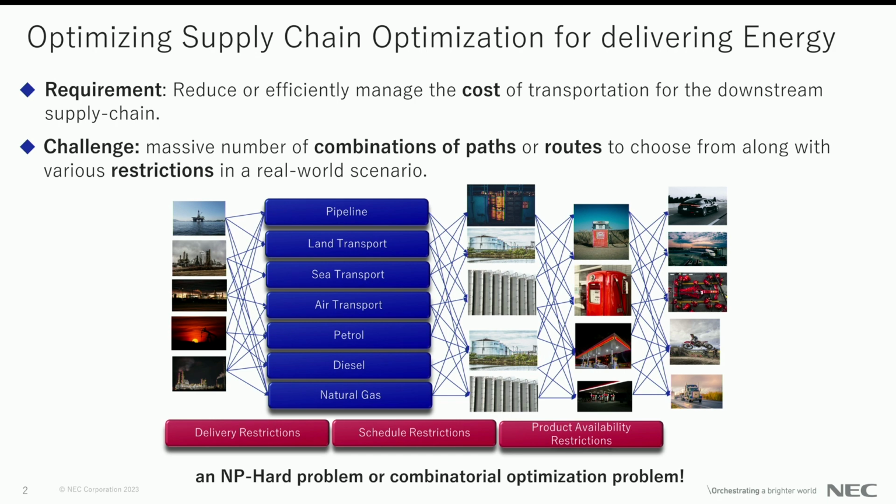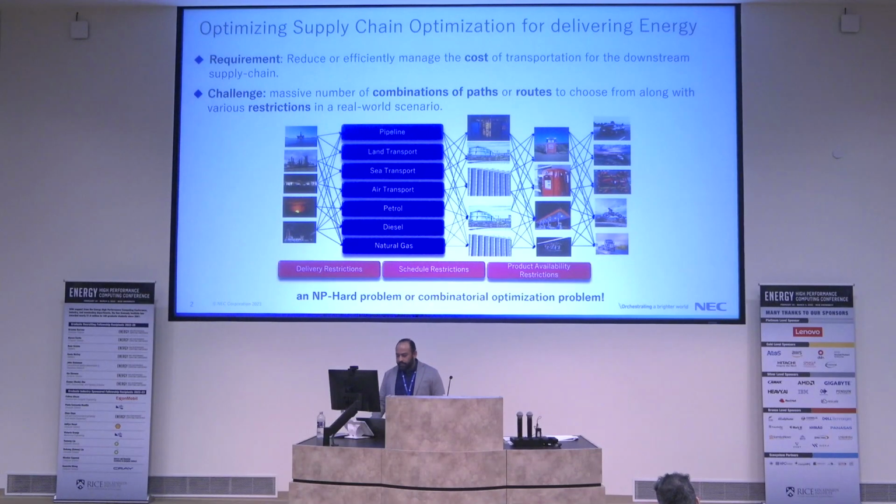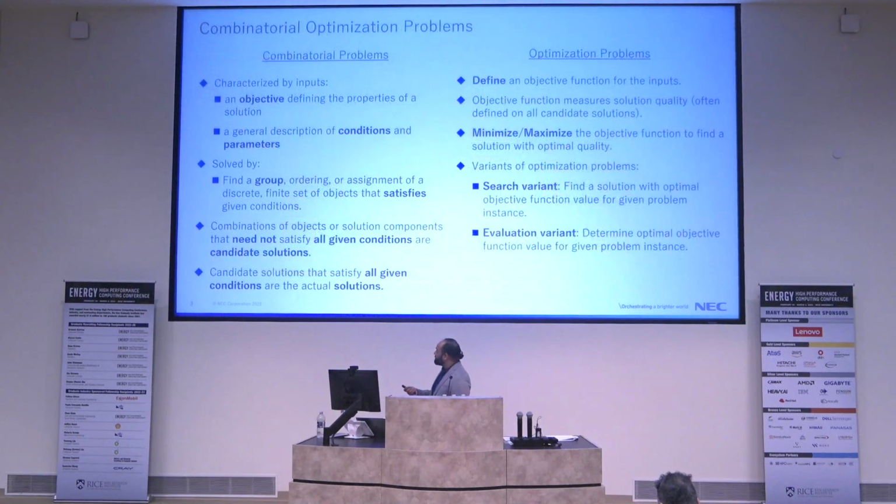The sheer number of combinations to solution is massive. And the challenge kicks in when you bring in real-world constraints such as delivery restrictions, schedule restrictions, product availability restrictions, and that's when this problem becomes really complicated. In computational terms, this is known as an NP-hard problem or a combinatorial optimization problem. Before we delve into the use case, let us take a couple of steps back and understand a couple of things closer.